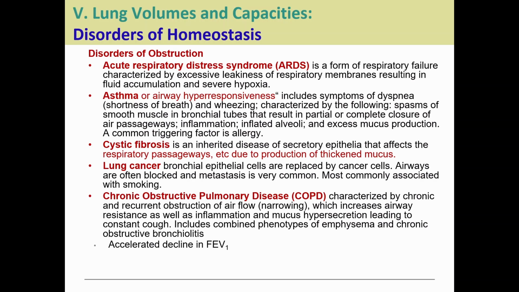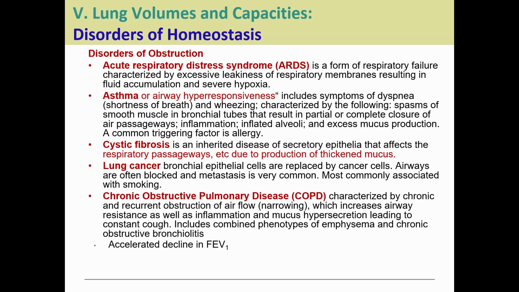And then there's cystic fibrosis. This is something you're born with. It's genetic, where the epithelial cells in the respiratory passageways are producing a thicker mucus. There's an issue with the chloride channels. They're not functioning the way they're supposed to be functioning. And so we get this thicker mucus buildup that makes it really hard to breathe.